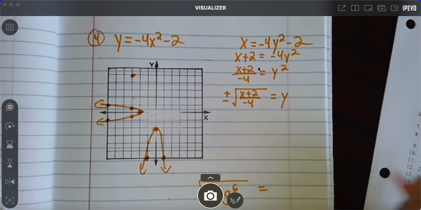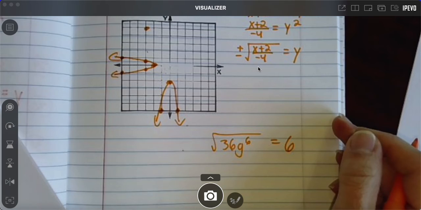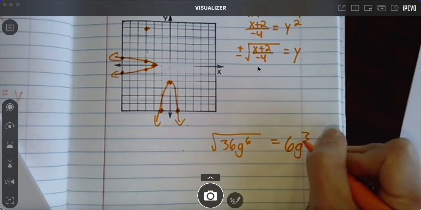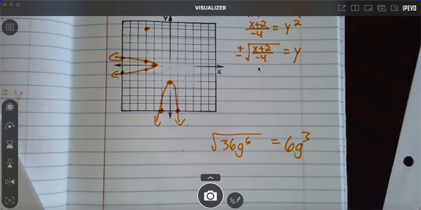What's the square root of 36? 6. And then, what's 6 divided by 2? 3. G to the 3rd. They really put it in absolute value bars, but I'm not looking for that because we didn't do any of that. This is your answer: 6g to the 3rd.